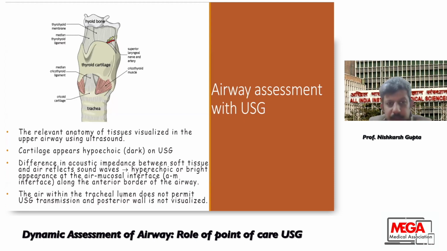But now people have realized that because of the air, we have an air mucosal interface. Because of the air, the ultrasound beams get reflected, and we have a bright appearance on the air mucosal interface. This tends to help us in identifying the important structures, especially along the anterior border. Because of the air, the ultrasound beam cannot pass through the tracheal lumen, and so we do not see the posterior tracheal wall. This is an important thing that you have to understand.